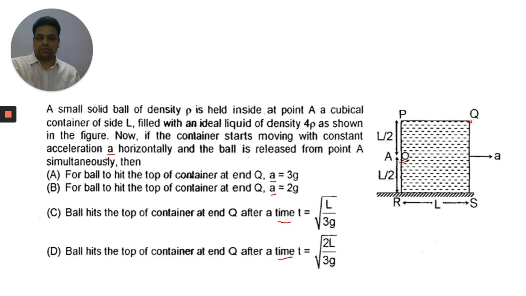If you see the options, you can see option B: for the ball to hit the top of the container at Q, a is 2g. And you can see option C: the ball hits the top of the container at Q after a time t equal to root of L by 3g.